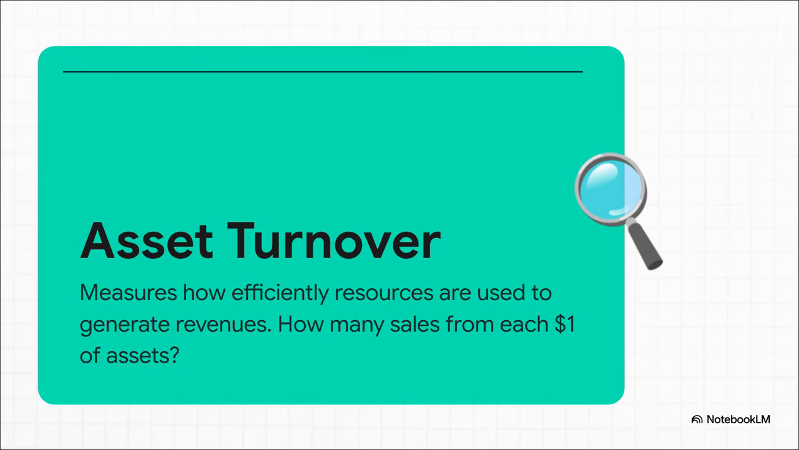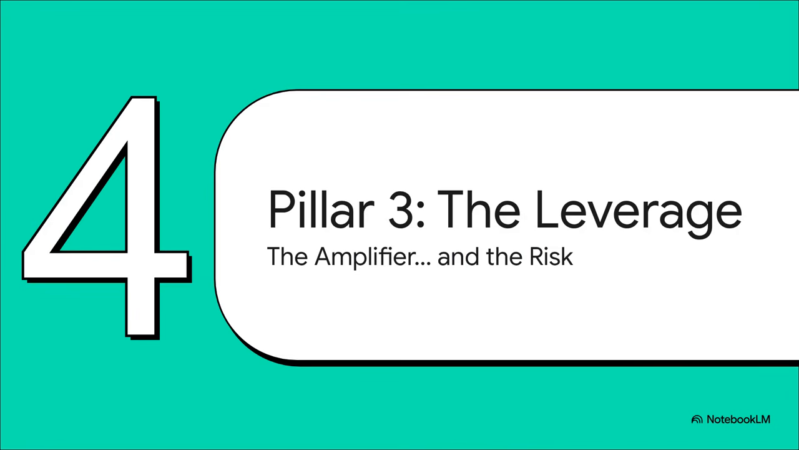A high asset turnover ratio tells you the company is running a tight ship. It's lean, it's efficient, and it's making its assets work hard to bring in revenue. And that brings us to our third and final pillar, financial leverage. This is often the most revealing part of the whole analysis. I want you to think of it like an amplifier. It can definitely boost your returns, but it can also amplify your risk.